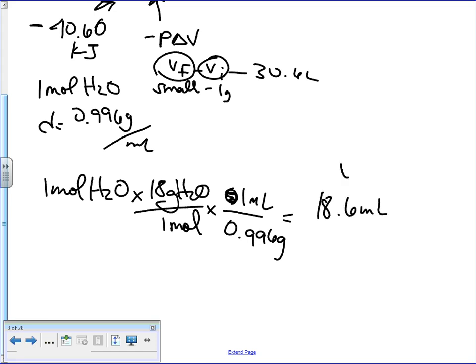And that is V final, right? But V final and V initial have to be in the same unit, so then you would just convert that to 0.0186 liters, and then find your delta V.